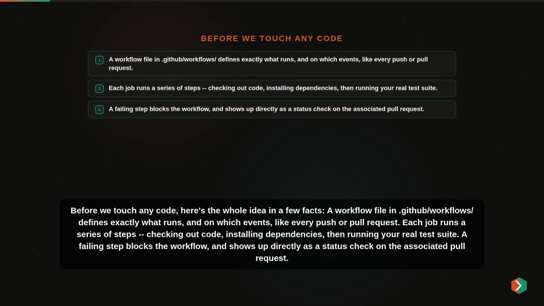Before we touch any code, here's the whole idea in a few facts. A workflow file in .github workflows defines exactly what runs and on which events, like every push or pull request. Each job runs a series of steps, checking out code, installing dependencies, then running your real test suite. A failing step blocks the workflow and shows up directly as a status check on the associated pull request.